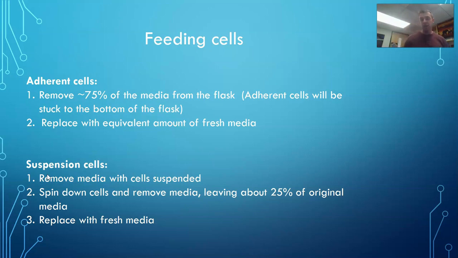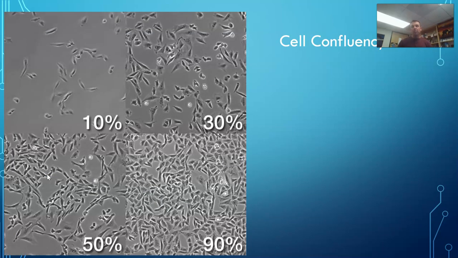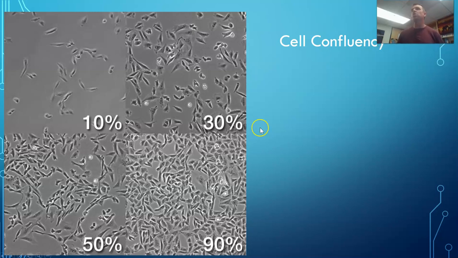So that's feeding cells. Obviously, as cells are growing, they're going to get more and more dense because these cells are dividing. That's what we want them to do. So we call this confluency. Confluency is a measure of how densely packed those cells are in our culture. So this would be an example of 10% confluency.